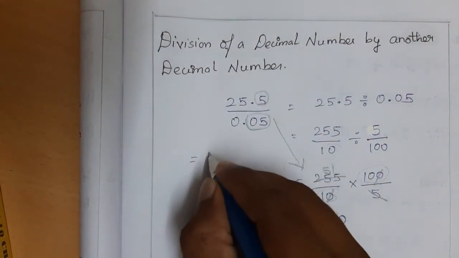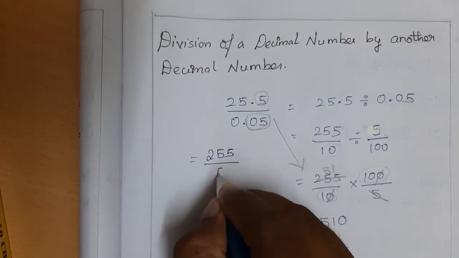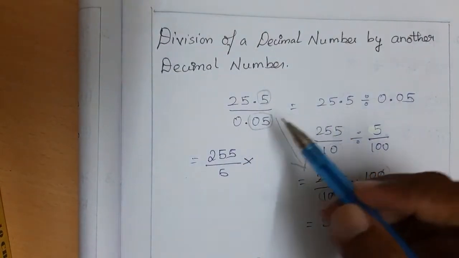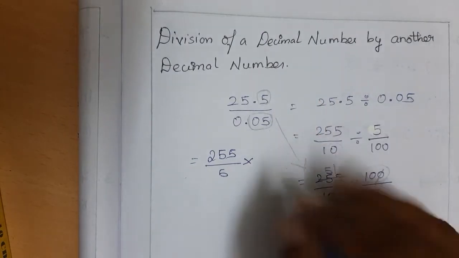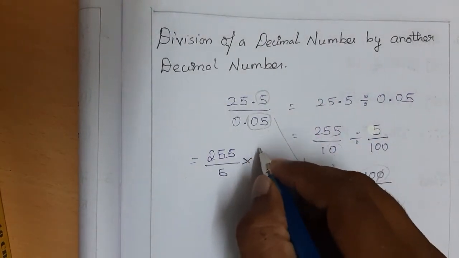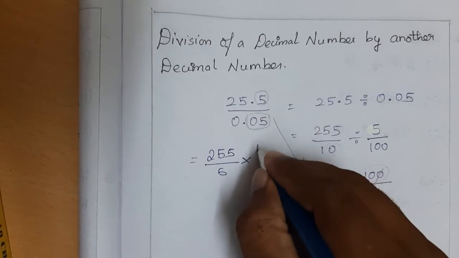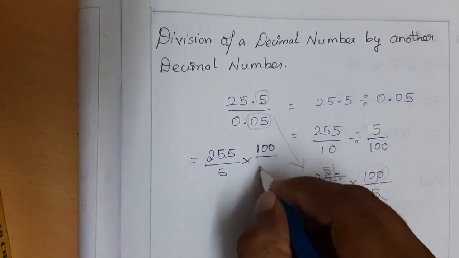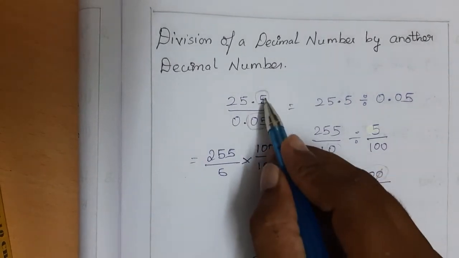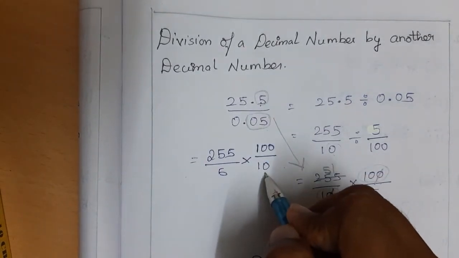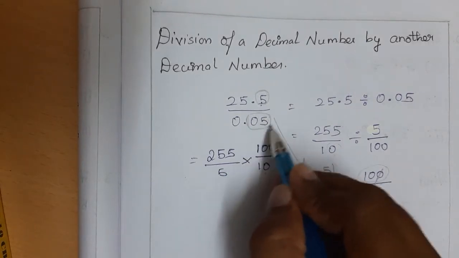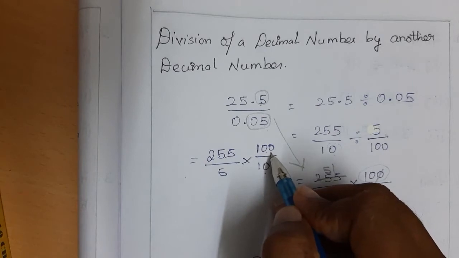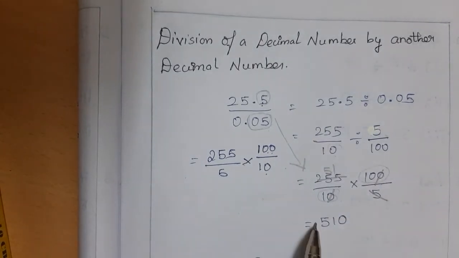Without the decimal point we can write 255 by 5 into. The number of decimal digits in the denominator can be represented in the numerator as 1 followed by that many zeros. So here 2 digits, so 1 followed by 2 zeros, divided by 1 followed by 1 zero, since here it is 1 digit. Just opposite: what is in the numerator, write it in the denominator, and the 2 zeros from the denominator, write them in the numerator. So directly you will get the same value.